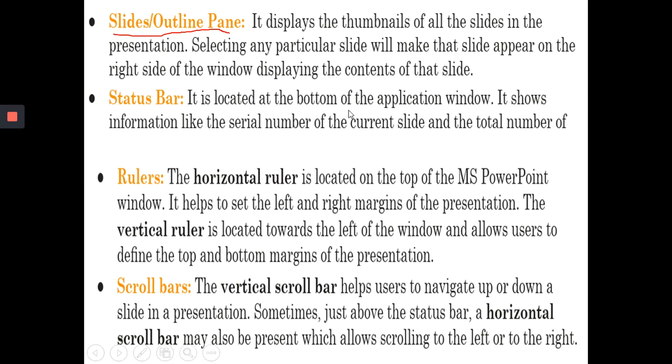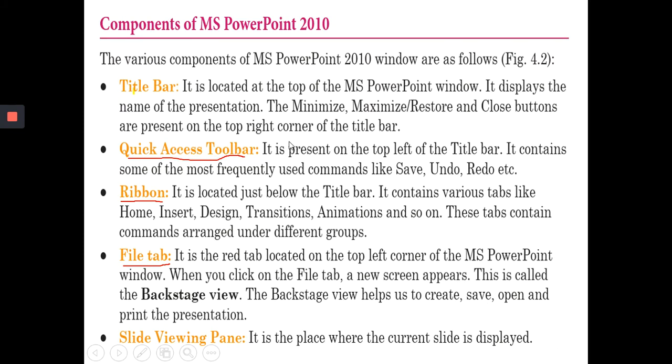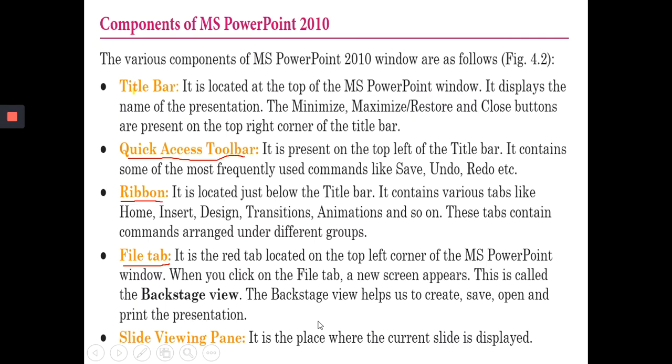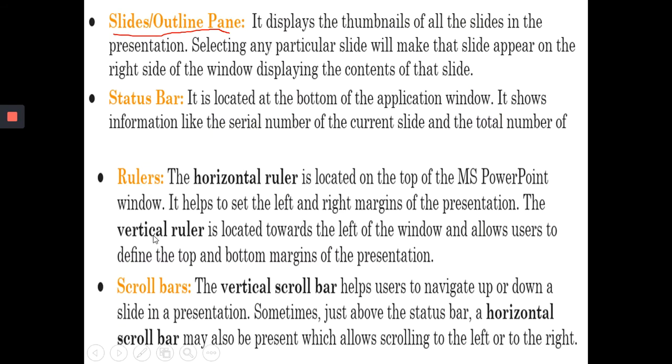Now the next is status bar. It is located at the bottom of the application window, and it shows information like the serial number of the current slide and the total number of slides. Okay, all this. So come here. So this is the status bar. See, this is the status bar. যেখানে slide 1 of 1, slide number show করছে, and different scroll options, scroll up, scroll, zoom in, zoom out, এই অপশন গুলো show করে in the status bar. Clear?